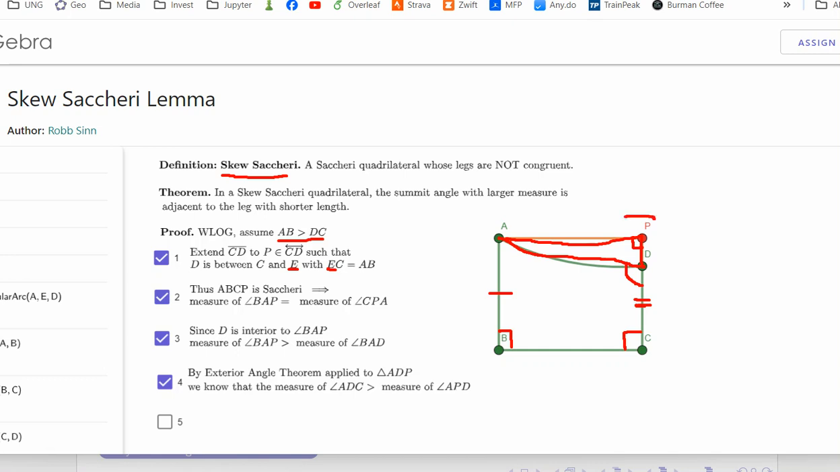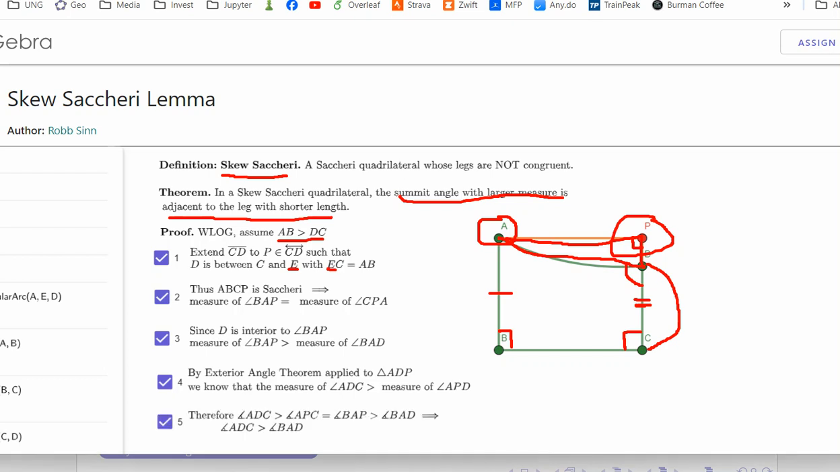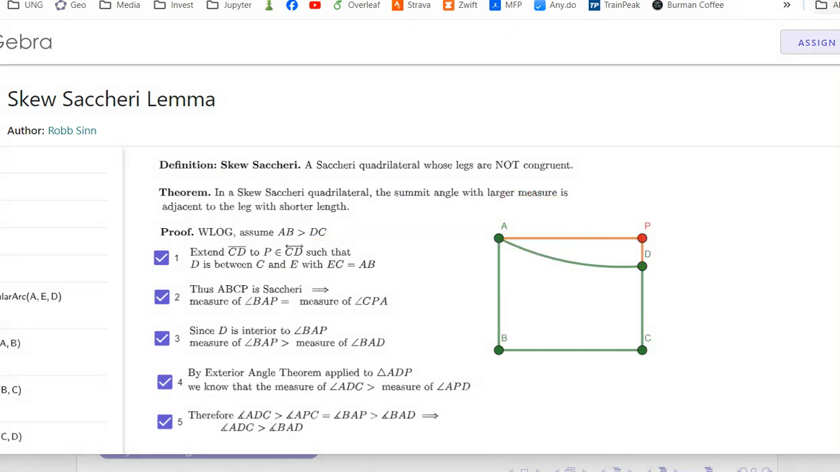Well, angle P, because it was a Saccheri quadrilateral, was congruent to angle A. So there we have it, right? The summit angle with larger measure is adjacent to the leg with shorter length, and here we have it. It is adjacent to DC. And so we're done. Okay, so you might want to rewind the video and watch that and follow that through more carefully. But it is true. It is true and it is proven.